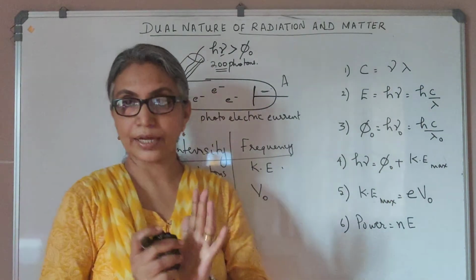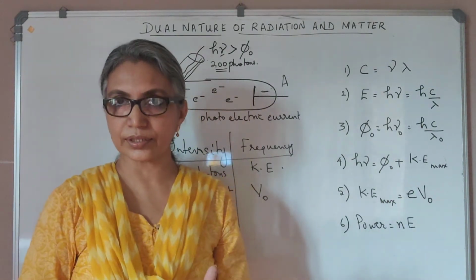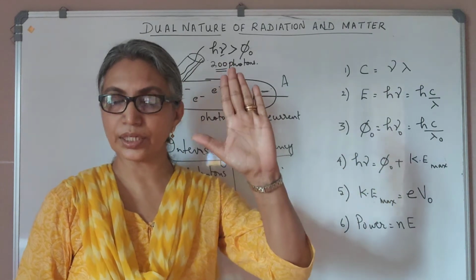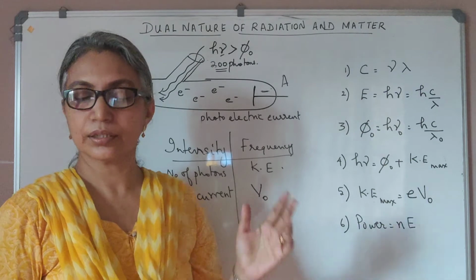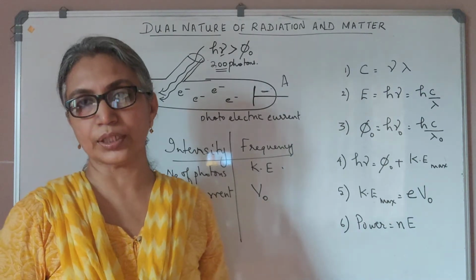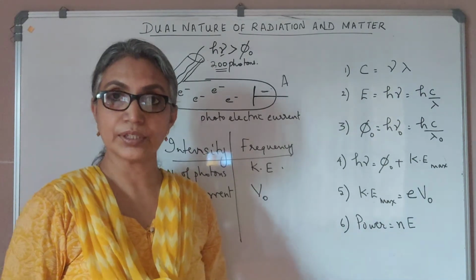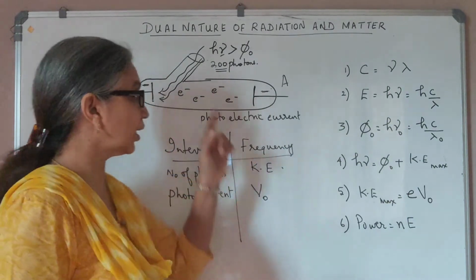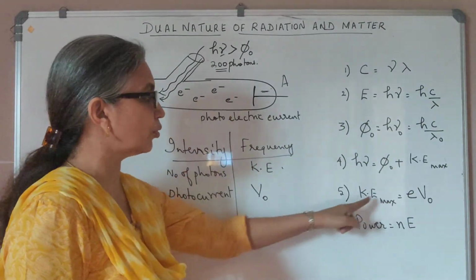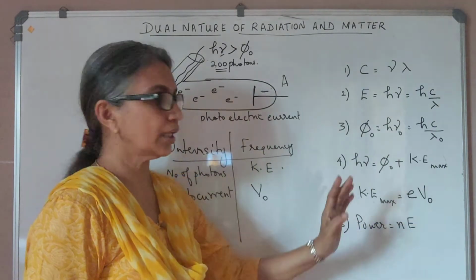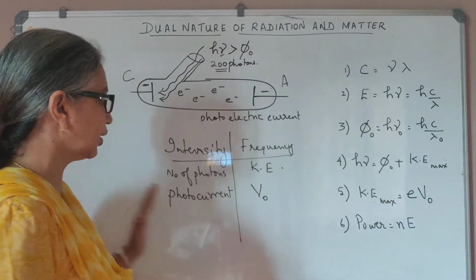So whenever you have an application question or when we are discussing the graph, remember, change in intensity of incident radiation changes the number of photons, and therefore the photoelectric current. Change in frequency of the incident radiation changes the kinetic energy of the emitted electrons. It also changes, therefore, the stopping potential, and that is what you need to keep in mind.